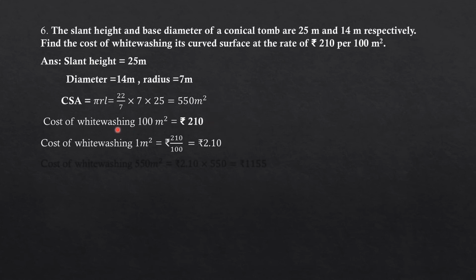We are given the cost of whitewashing 100 meter square is 210 rupees. Therefore, the cost of whitewashing 1 meter square will be 2 rupees 10 paise. To find the cost of whitewashing the tomb, it is 550 × 2.10, which is 1155.